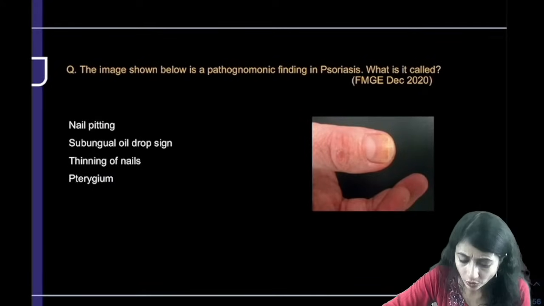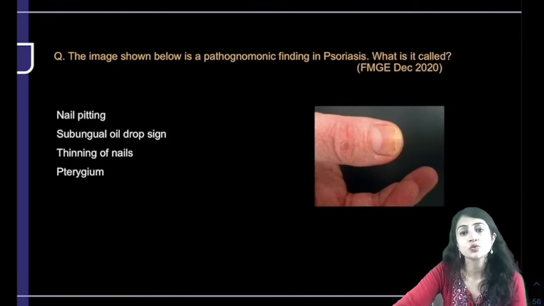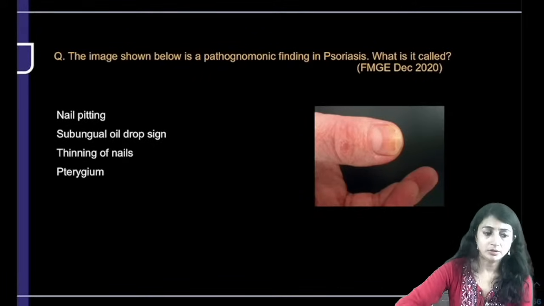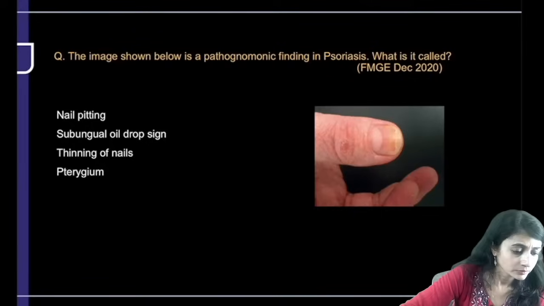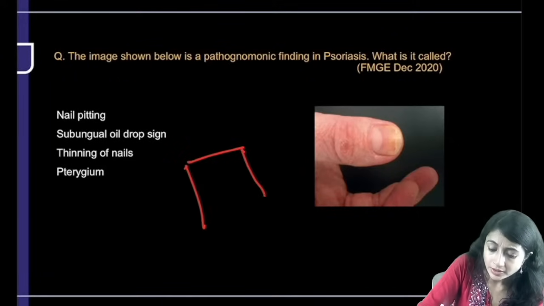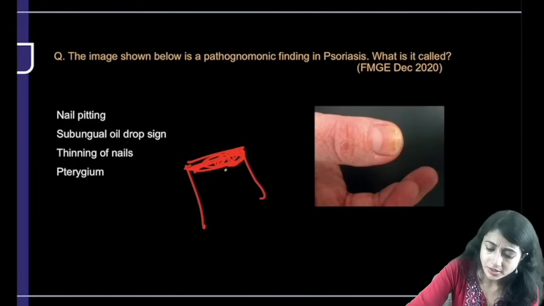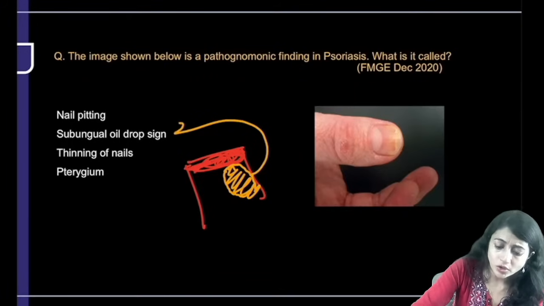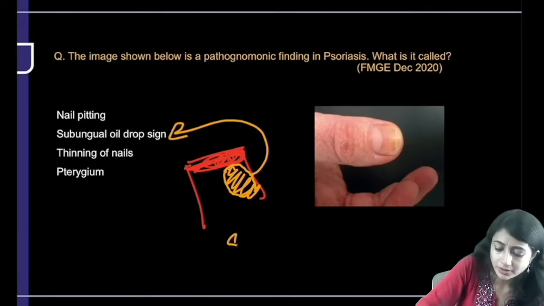The image shown below is pathognomic finding in psoriasis. What is it called? So even if you're not able to see the image, what is the pathognomic finding in nail psoriasis? Yes, it is the subungual or oil drop sign, in which what happens? There is a distal onycholysis, and on the proximal border of this distal onycholysis, you see an orangish to yellowish spot which is called as oil drop sign or salmon patch. Some people also call it as salmon patch.